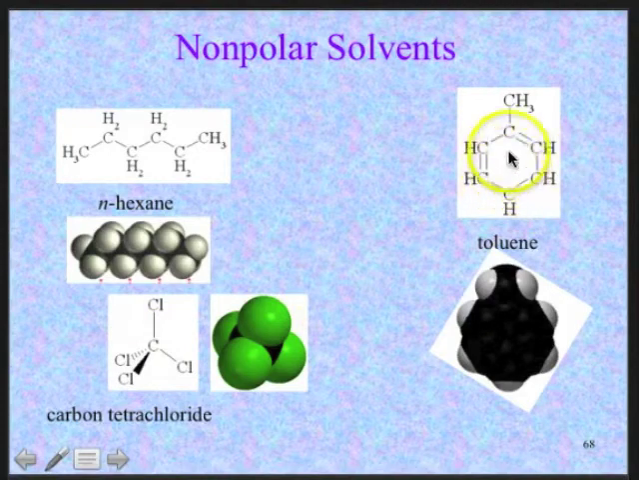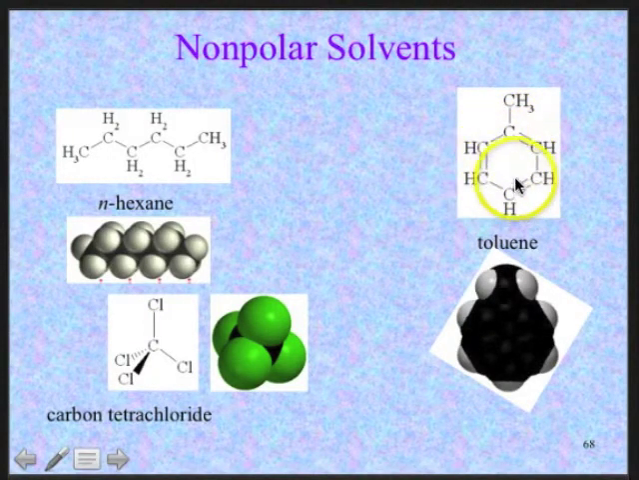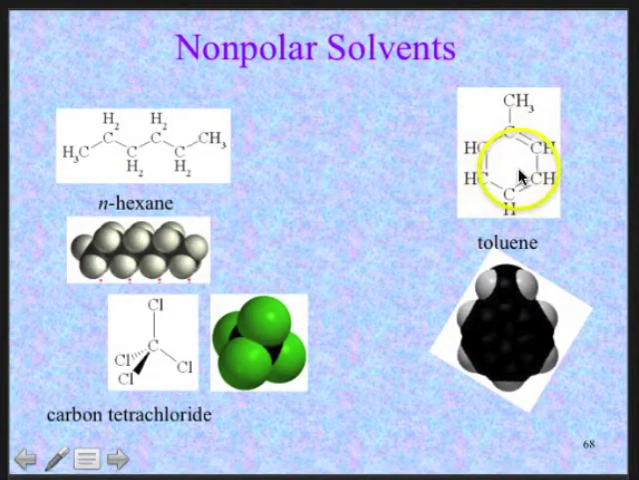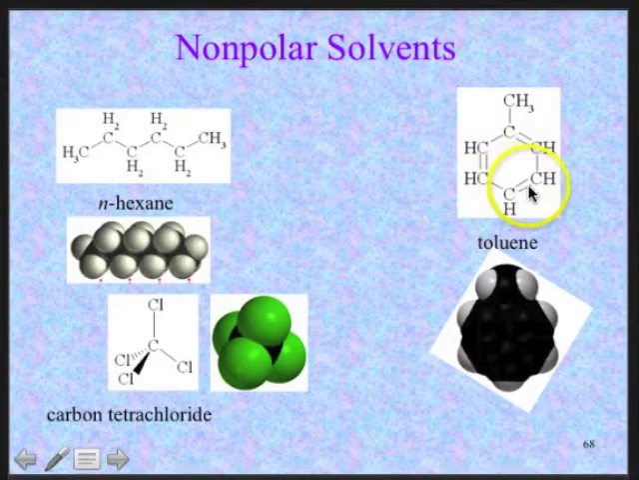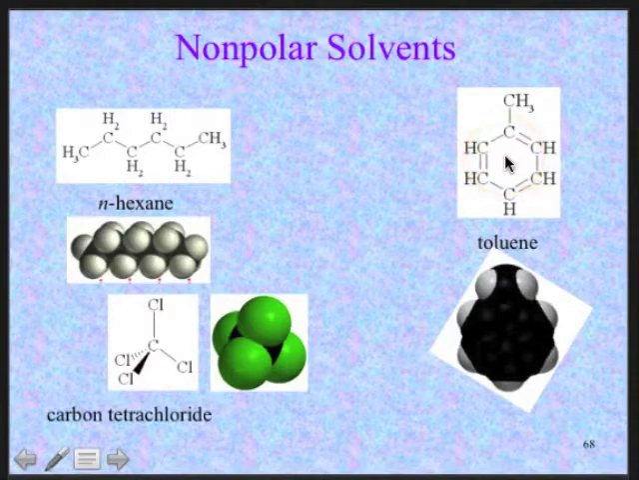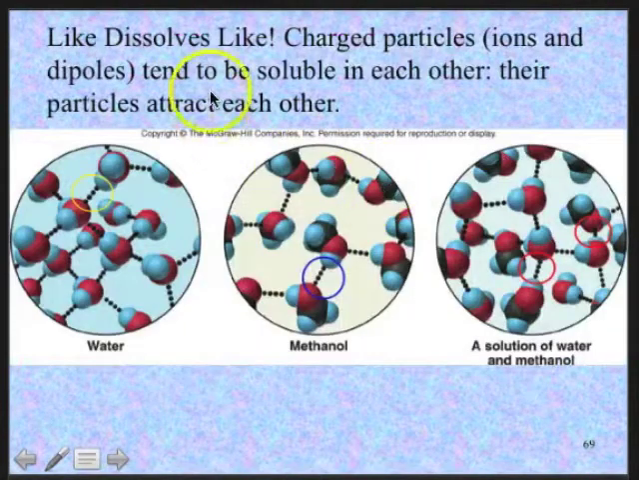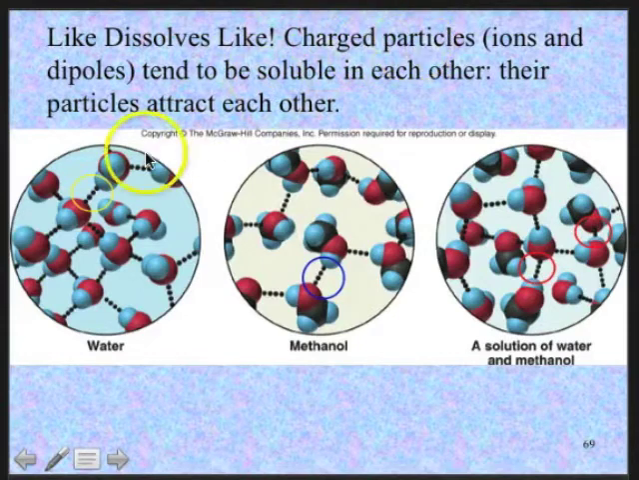Here's another hydrocarbon, an aromatic compound it's called. This ring is an aromatic ring. Toluene, very nonpolar. So we mentioned that like dissolves like. Charged particles, ions and dipoles, tend to be soluble in each other because their particles attract each other.